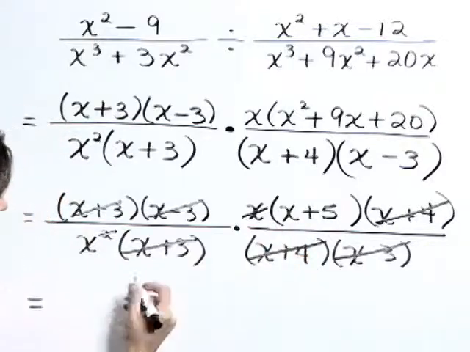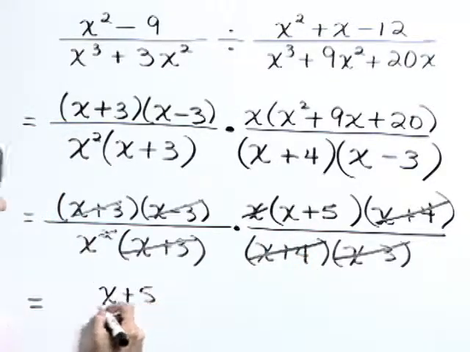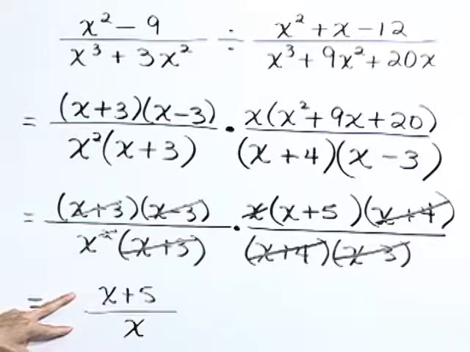We have then an x plus 5 in the numerator and x in the denominator. So after dividing and reducing, our simplified answer is x plus 5 all over x.